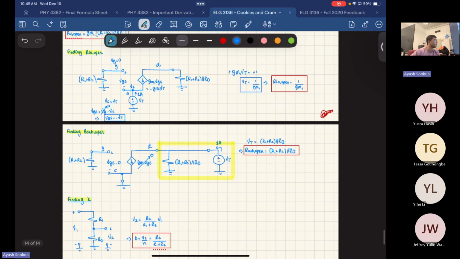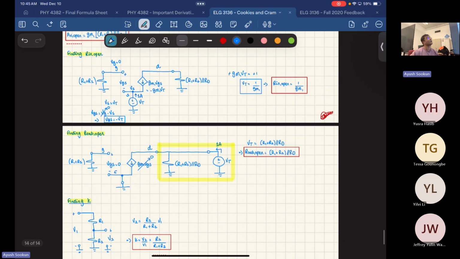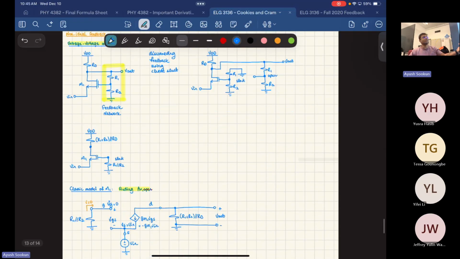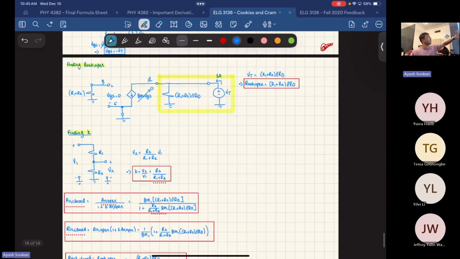Pretty simple so far. Feedback network. Again, if you go over here, this is your feedback network. Your V out is your input of your feedback. At R2, that's the output of my feedback. I find the relationship, voltage divider, I get my K. I know what open is, I know what K is, so I have my closed gain. So this is my closed gain.